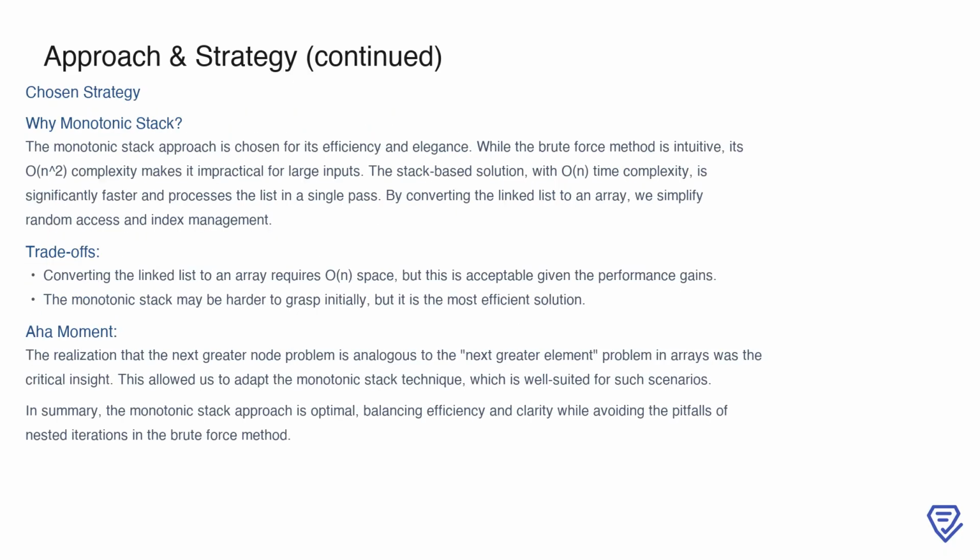The monotonic stack approach is ultimately chosen because it strikes the perfect balance between efficiency and simplicity. While the brute force method is easy to understand, its n squared time complexity makes it impractical for larger inputs. In contrast, the stack-based approach processes the list in a single pass, achieving n time complexity. Converting the linked list into an array simplifies index management and allows the stack to operate efficiently. Of course, this conversion does require n extra space, but this trade-off is justified by the significant performance gains.